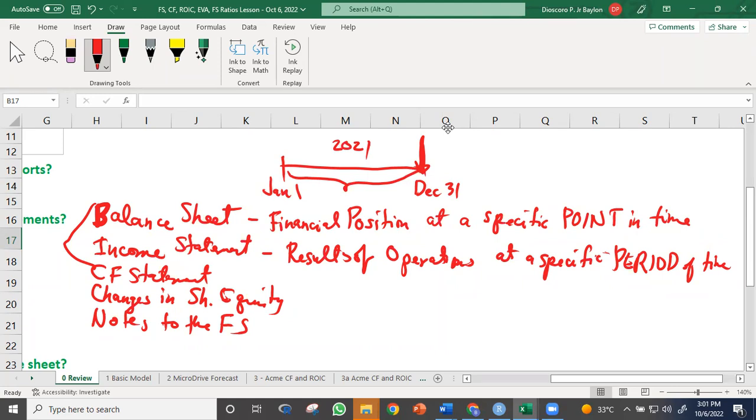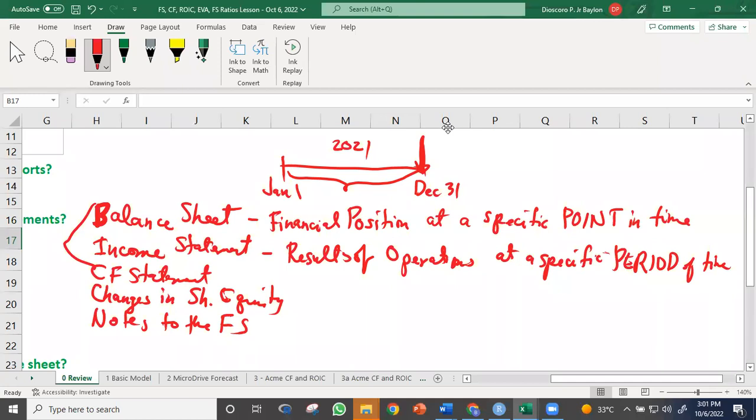Of course, for the income statement, it can be just 1 month, January 2021. It can be just 6 months. It can be just 1 week, okay? Or it can be just even 1 day, for as long as we're looking at it from a periodic perspective. For the balance sheet, it's just one point in time. So at the end of December 31, for example, how much cash does the company have?